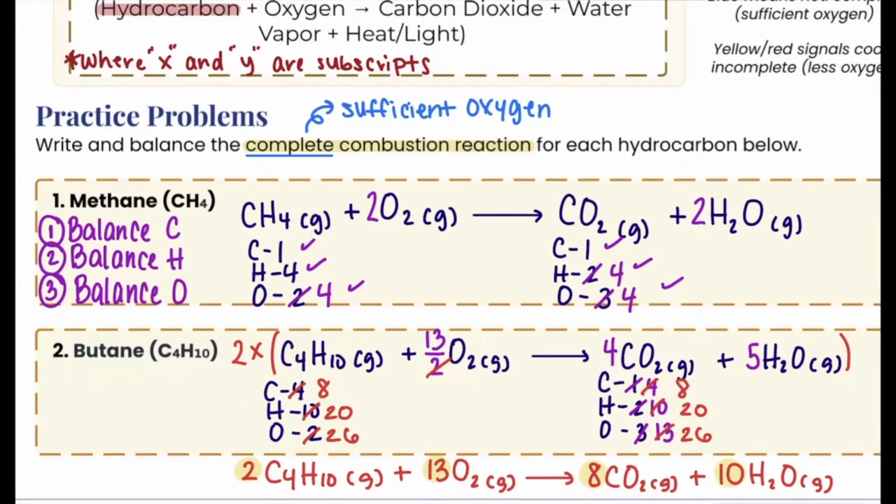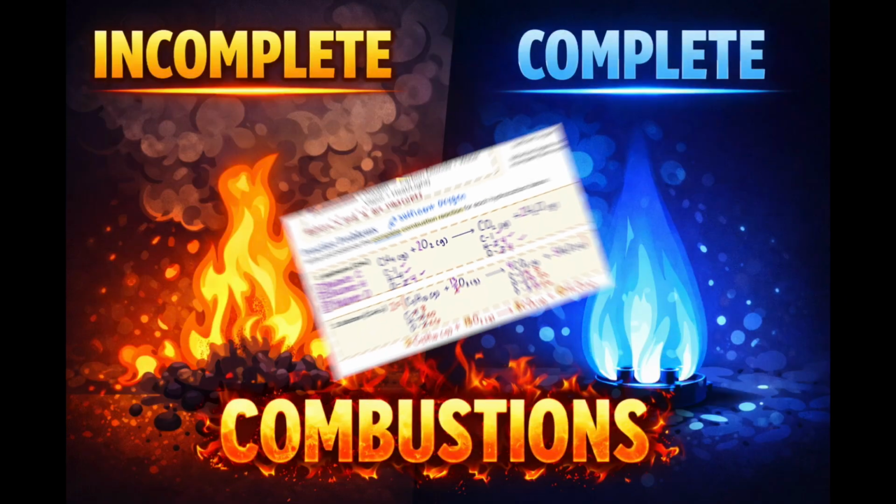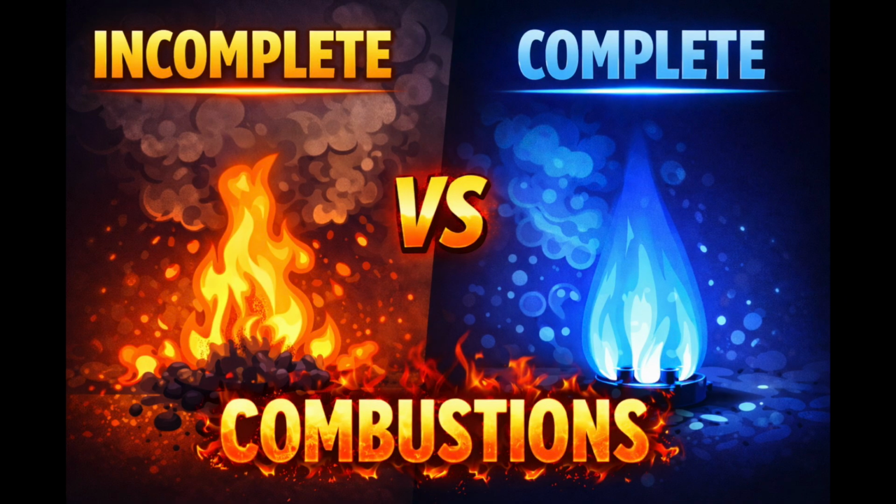But which one do you think is hotter? If you said blue, you are absolutely right. And here's why. You see, there are two types of combustion: a complete combustion and an incomplete combustion. A blue flame is the result of a complete combustion, meaning there is a sufficient supply of oxygen.